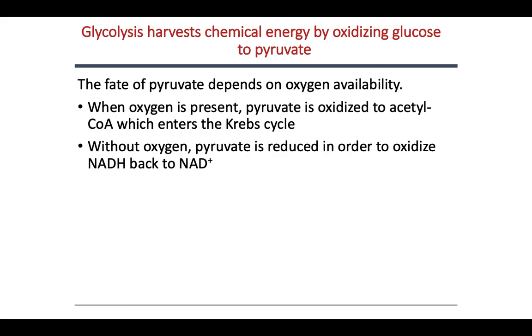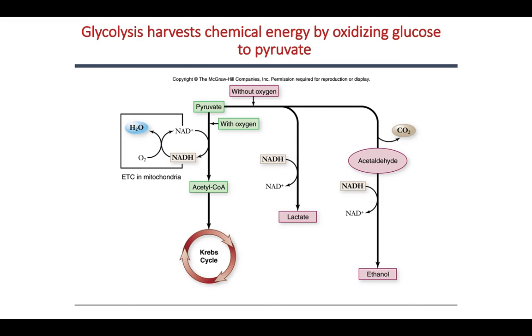The fate of the pyruvate depends on oxygen availability. When oxygen is present, the pyruvate is oxidized to acetyl coenzyme A, which then enters the Krebs cycle. But without oxygen, the pyruvate is reduced in order to oxidize NADH back to NAD+. We can see here the interplay of the aerobic and the anaerobic process.